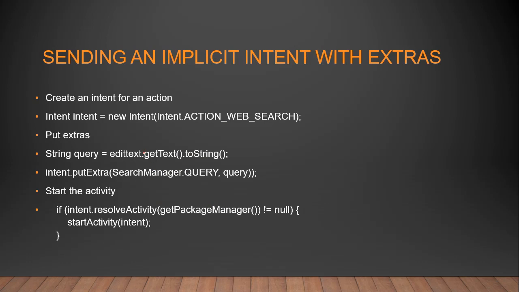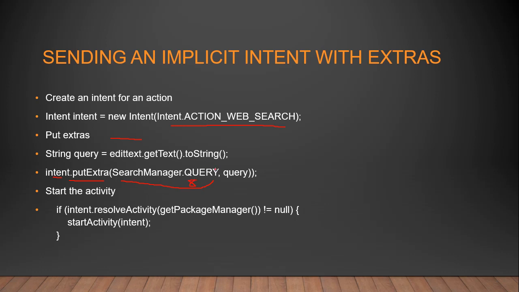So let's see how we can use the intent with extras. If you want to create an intent for an action of searching something on the web, create an intent object and specify the action as action web search, and put the extra information alongside the intent by using the intent object's putExtra method, and in here specify the key because it works with key value pairs. Don't specify the key in here, okay? Specify the built-in Android key.